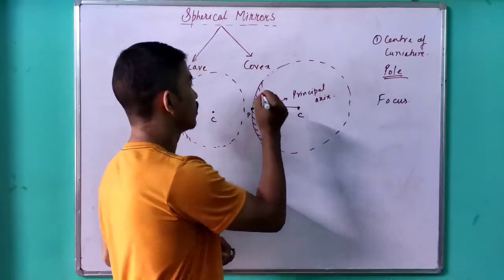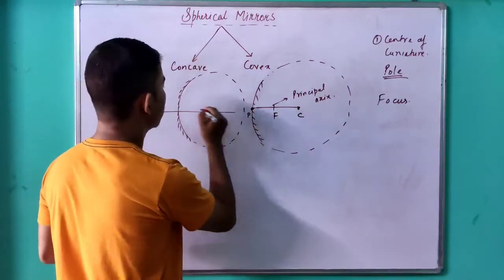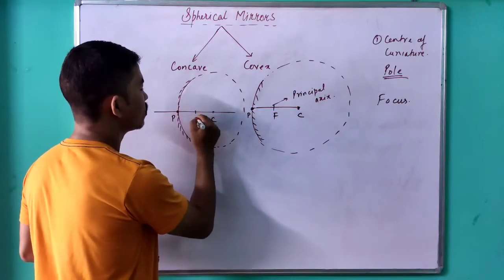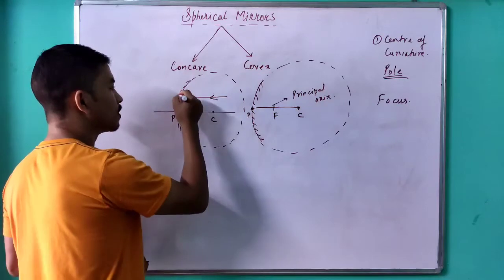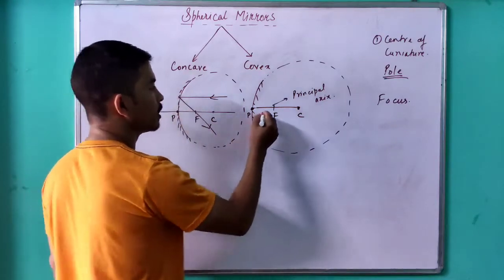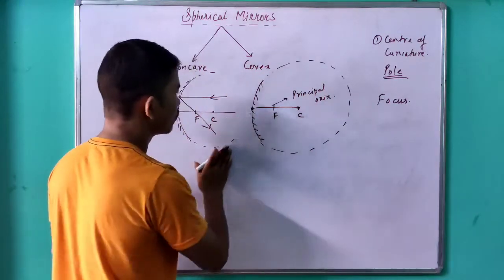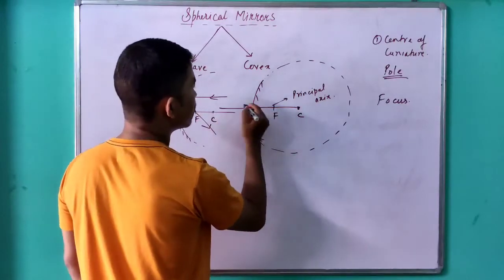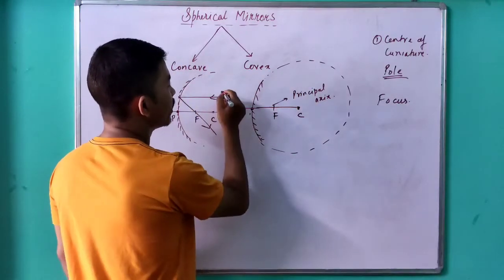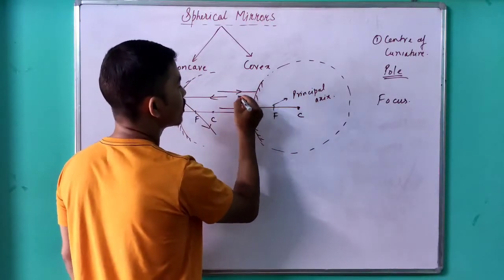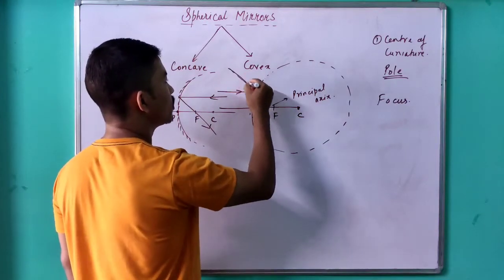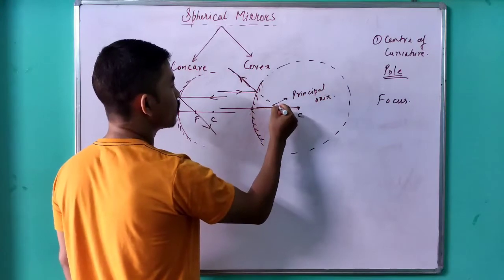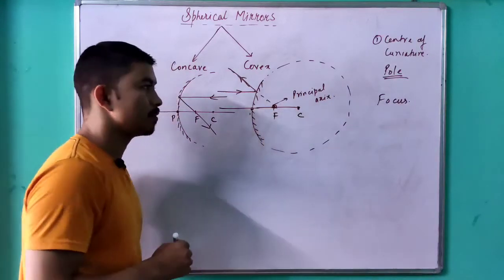So in this case, if this is the pole and this is the focus, any ray coming parallel to the principal axis, after reflection, will pass through the focus. And in this case, if I have to draw the ray diagram, any ray going parallel to the principal axis, after reflection, will appear as if it is coming from the focus. If you extend it backward, it will appear as if that ray was coming from the focus.